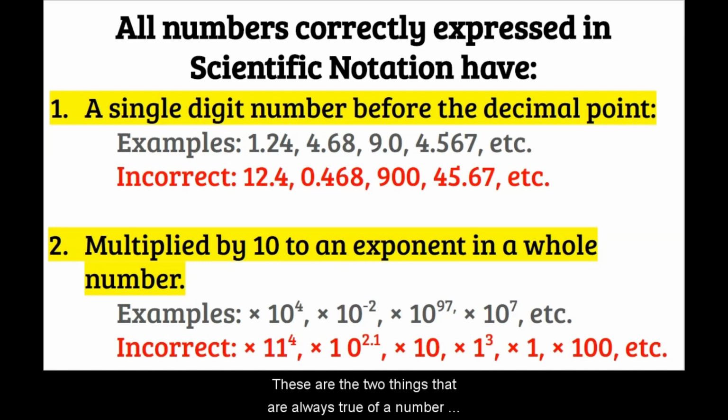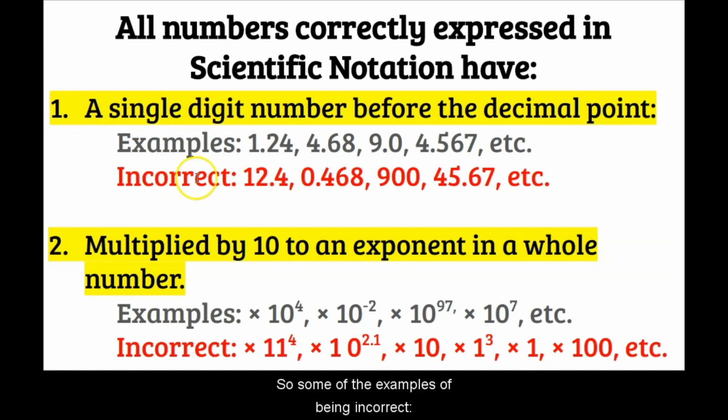These are the two things that are always true of a number that is written in scientific notation. So first, it has to be a single-digit number before the decimal point. So here's some examples. 1.24, 4.68, 9.0, 4.567. All right, so that decimal point should only have one digit to the left.